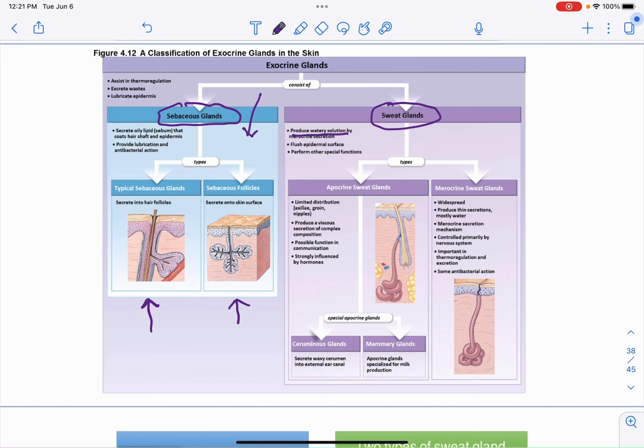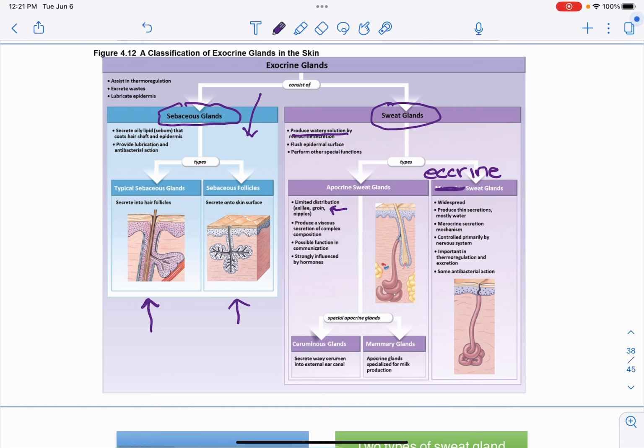And there are two types. I'm going to change this word here because I used a different word. So there's what's called apocrine sweat glands and eccrine sweat glands. The apocrine sweat glands are limited in their distribution. They're mostly found in the axillary region, the armpit region, the groin, and a little bit around the nipples. They're producing more of a viscous solution rather than a really thin, watery solution.